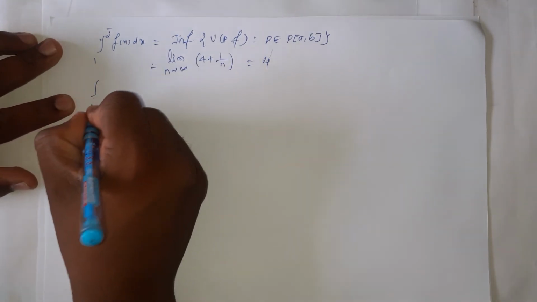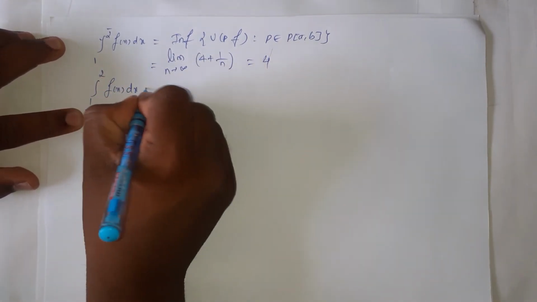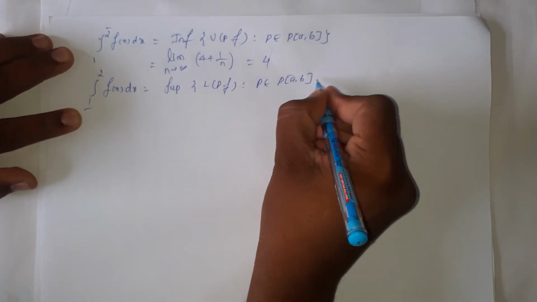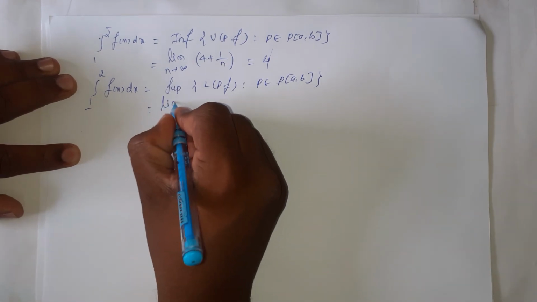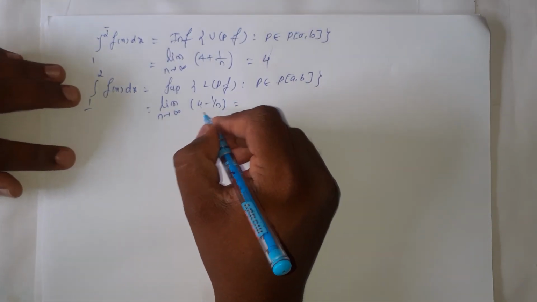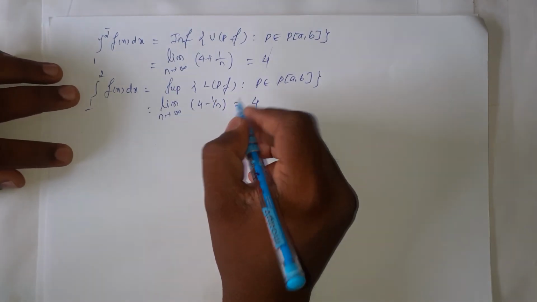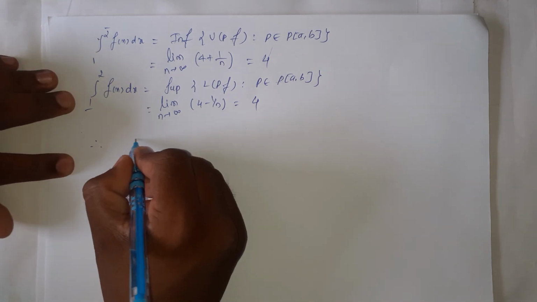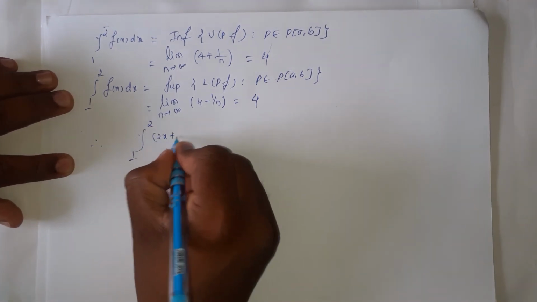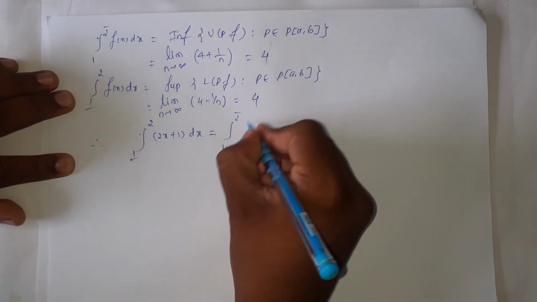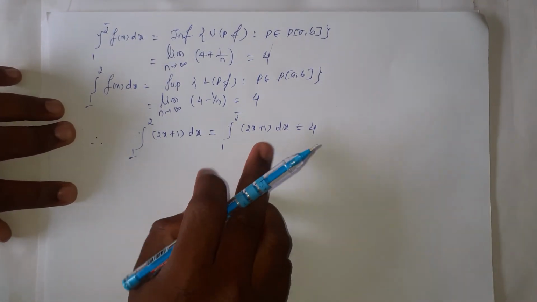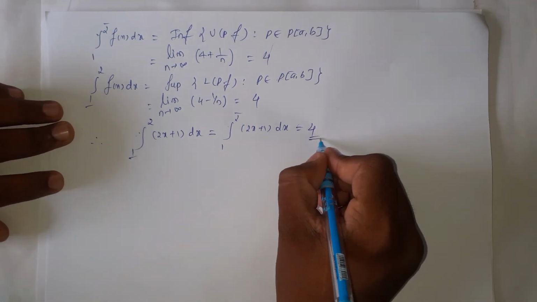4, and the lower Riemann integral bar 1 to 2 f of x dx, that is the supremum of lower sums, supremum of LPF, where P belongs to the partition of AB. Then here limit as n tends to infinity 4 minus 1 by n, that lower Riemann sum is 4 minus 1 by n. Then after applying the limit we get 4 because 1 by n is there, that becomes 0. So, therefore, here we can write that upper Riemann integral and lower Riemann integral are same. Here bar 1 to 2 f of x is 2x plus 1 dx is equal to 1 to 2 bar 2x plus 1 dx is equal to 4.